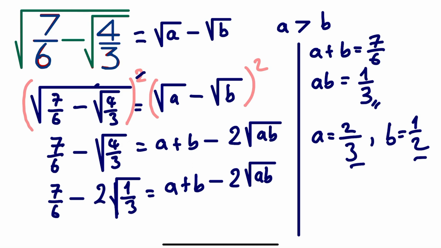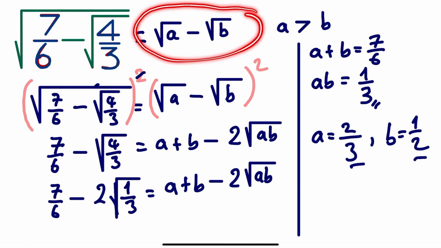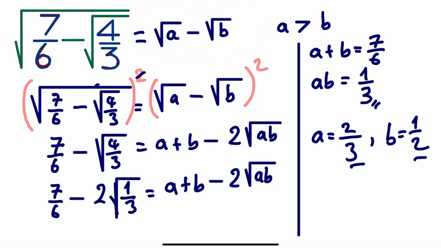So we can write our answer in this form. Our answer will be equal to the square root of a, which is 2 over 3, minus the square root of 1/2.